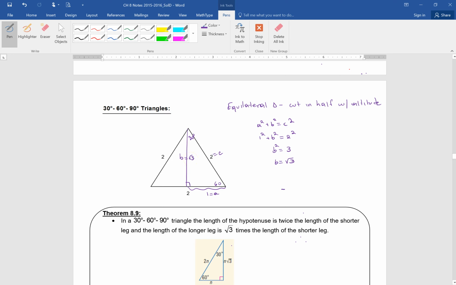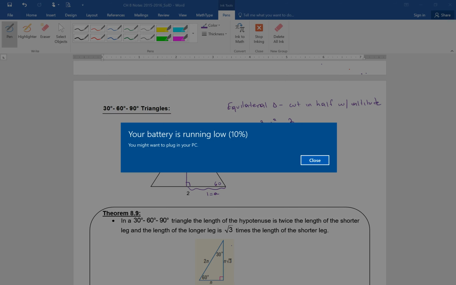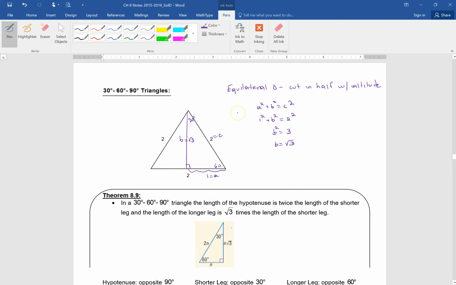All right, and that brings us to our other theorem. When you have a 30, 60, 90 triangle, how many different sizes of angles do you have? You have 3 different sizes of angles. That means you have 3 different sizes of the sides. The hypotenuse is always the longest side. And then you have a short side and a medium side. Look at this one.